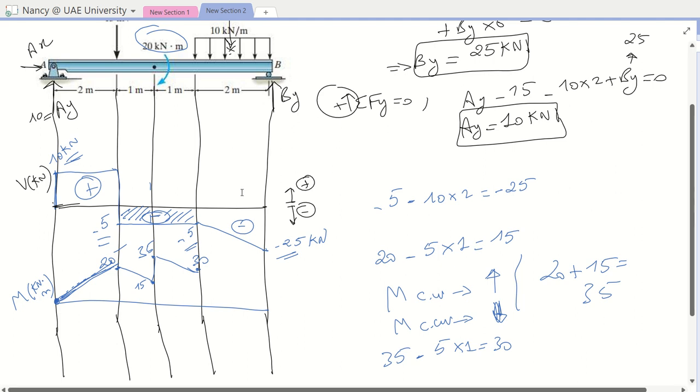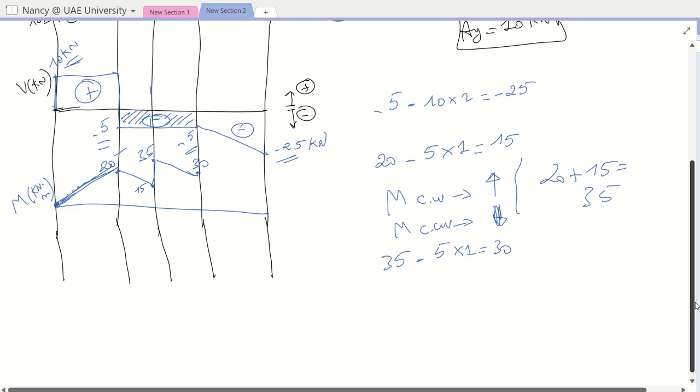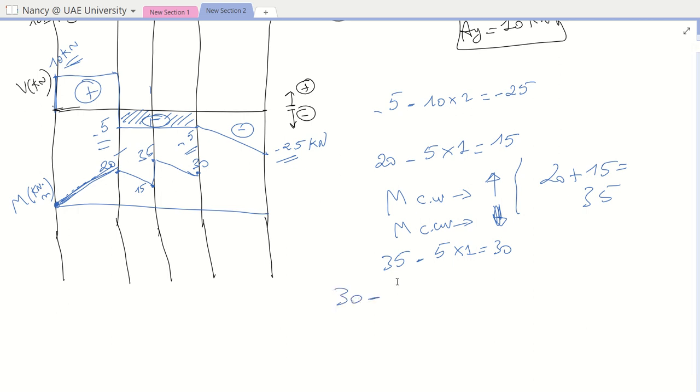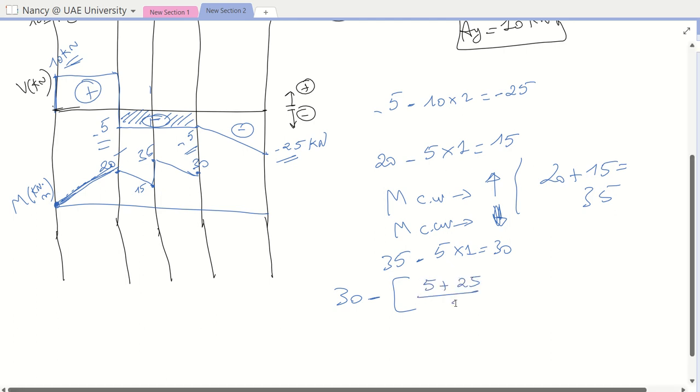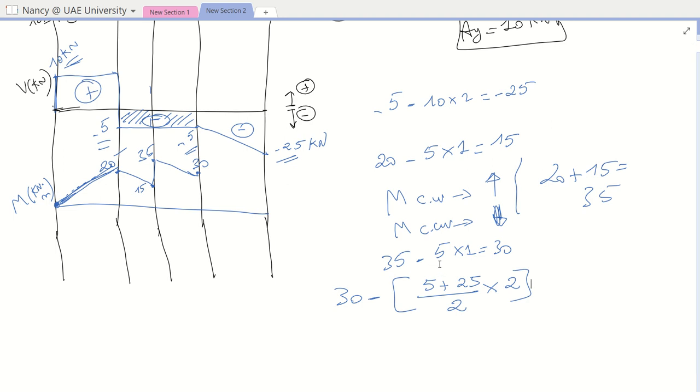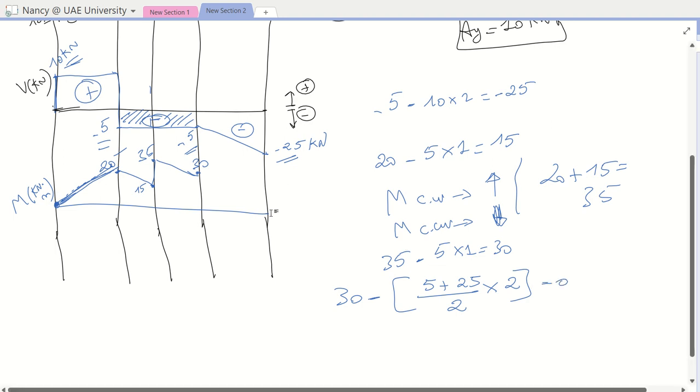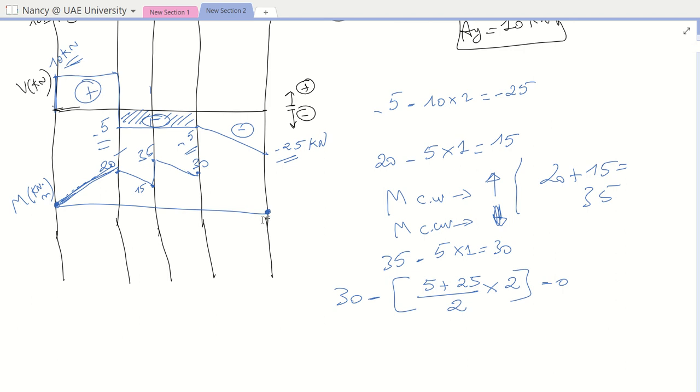Now here I have also a negative area, but this is a trapezoid. Negative means I need to do minus. So I need to do here 30 minus the area of the trapezoid. What is this area of trapezoid equal to? It's equal to (5 plus 25) divided by 2 times 2. What is that? 5 is the small base plus the big base, divided by 2 is always constant, multiplied by 2, which is the distance between this point and this point. If we do this, we will get 0. So my point here is closing at 0.